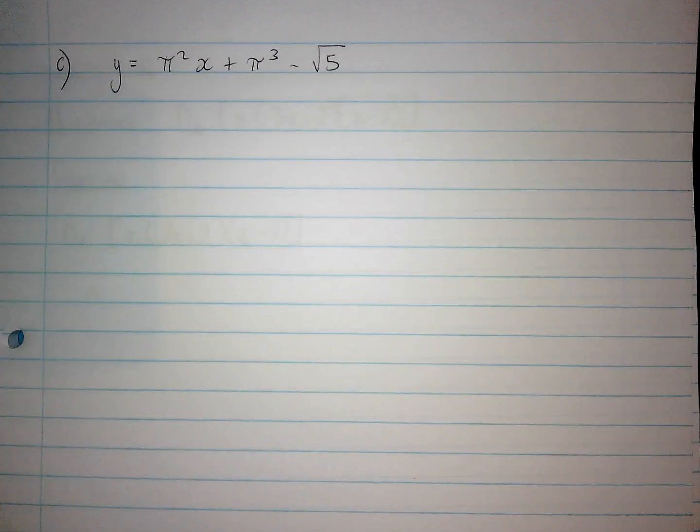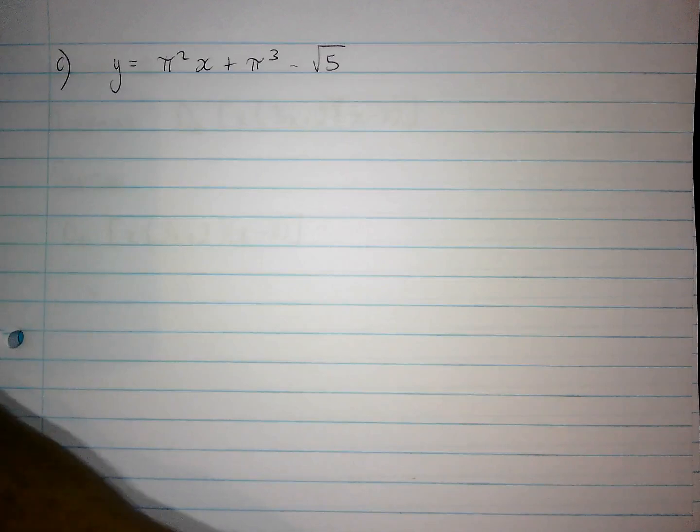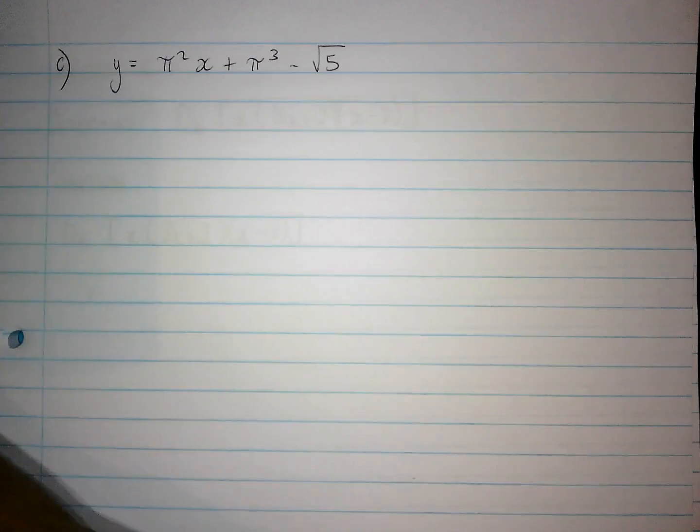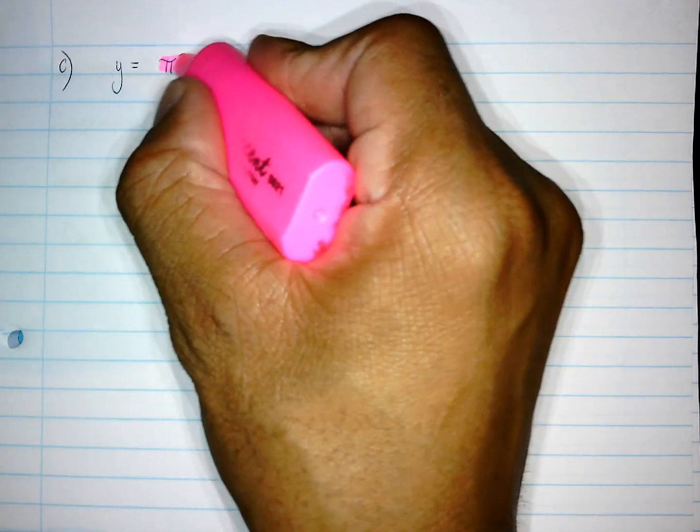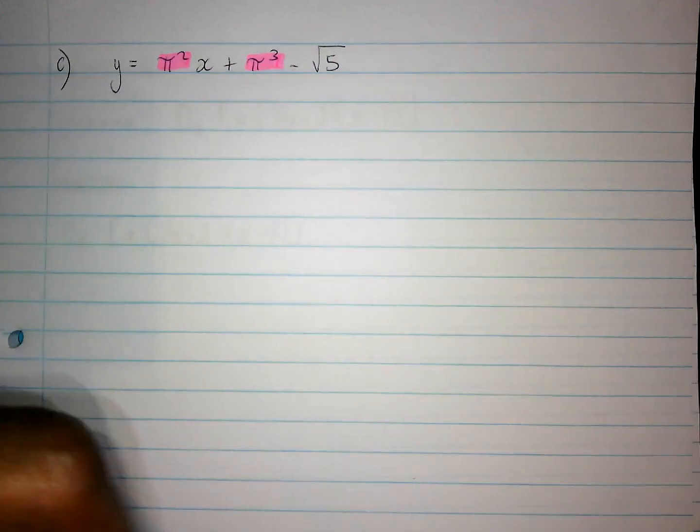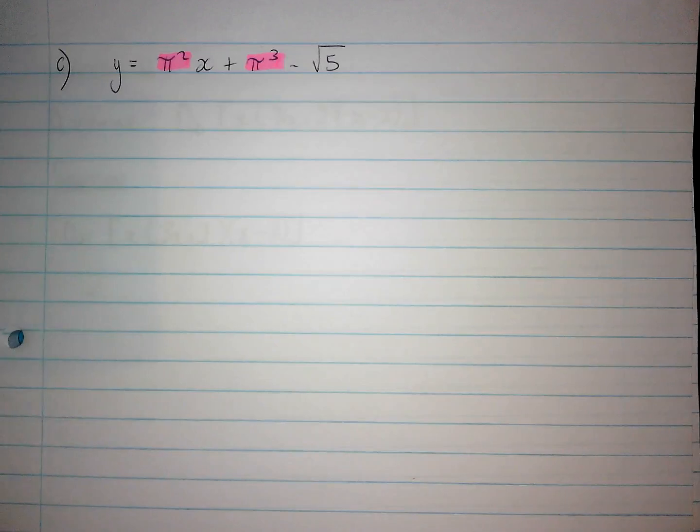Right, so this is going to be the continuation of the examples that we did in terms of solving expressions and finding the derivatives. So now here we have y equals pi squared x plus pi to the power 3 minus square root 5. And remember that the given rule is that if we have a constant number, its derivative will be equivalent to 0, right? So now here we have pi squared. Remember, pi has a numerical value of 3.15, right?